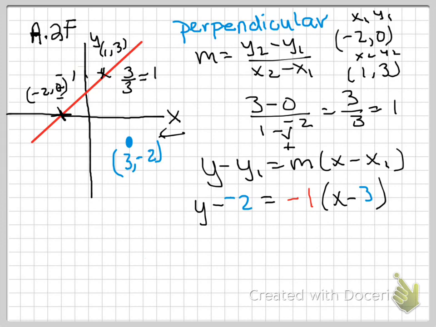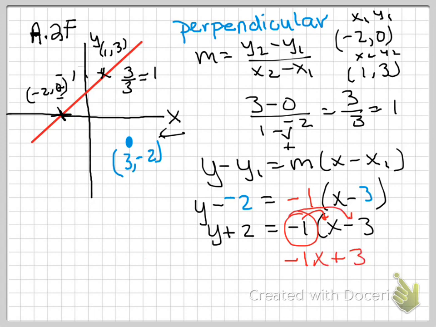So we're going to clean this up a little. We're going to make the 2 negatives a positive. Now we're going to distribute the negative 1 to x and make this a negative 1x. Negative 1 times negative 3 makes it a positive 3, because 2 negatives multiplied together give me a positive. And I'm going to leave this side the same. I'm not going to change anything.